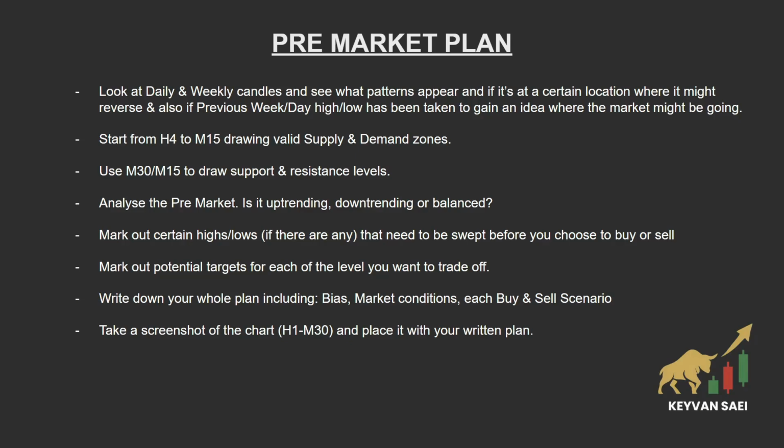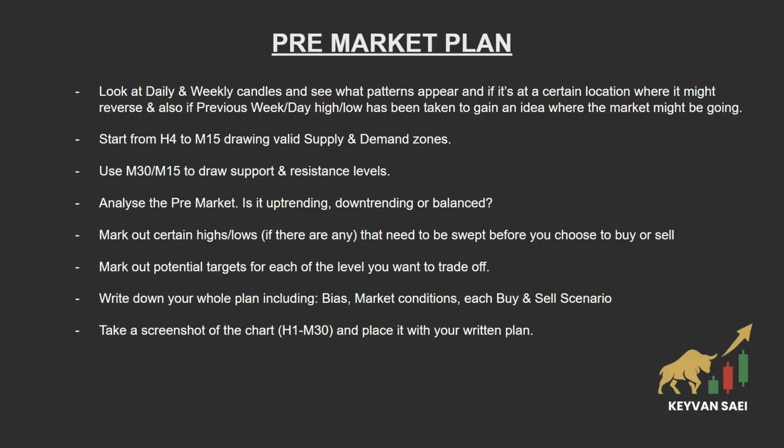The next step would be to mark out potential targets for each of the levels that you want to be trading off. So let's say you have two main levels for the session. You have one demand and one supply. Well, if the market comes to your demand level, where is your target going to be? Okay, so the price might still be far off from your level, but it's still good to have an idea and maybe mark out some levels where you would be willing to take profits, where you think the market could actually reverse.